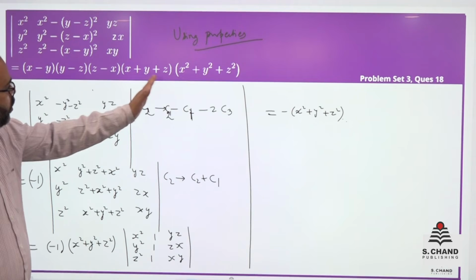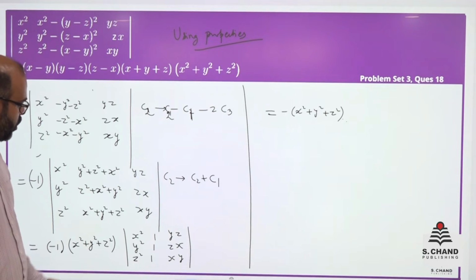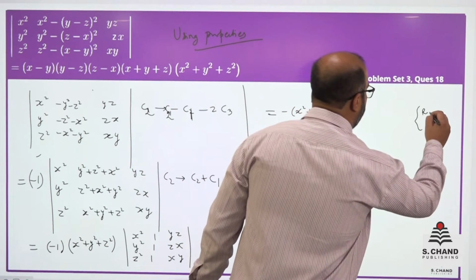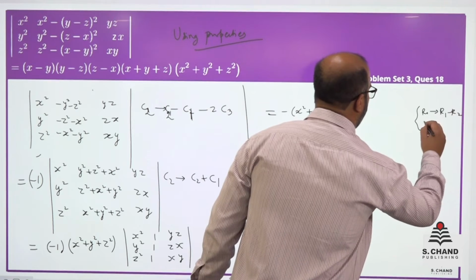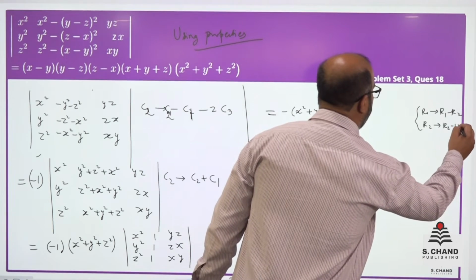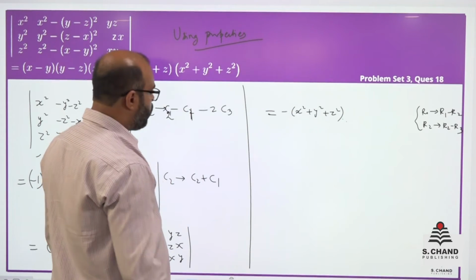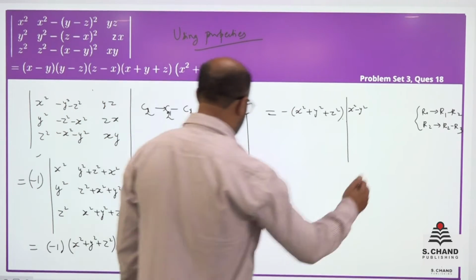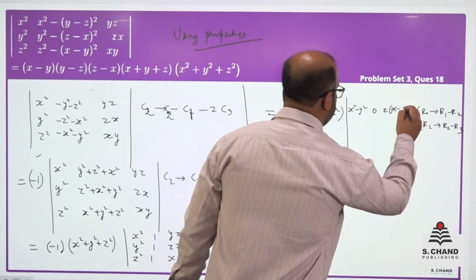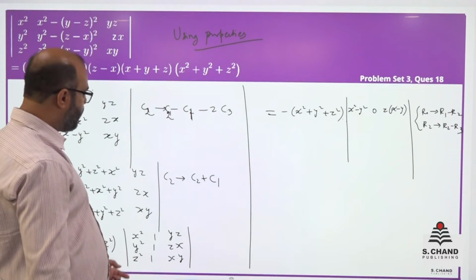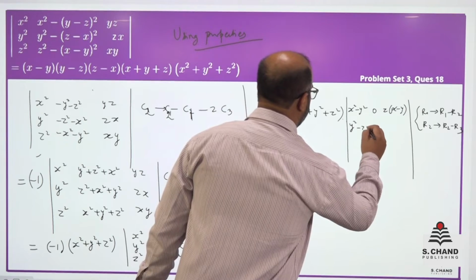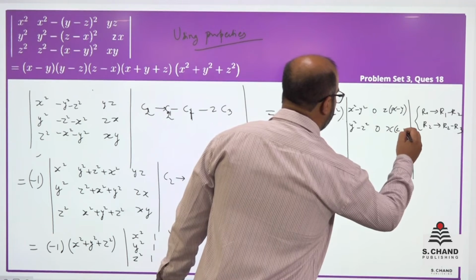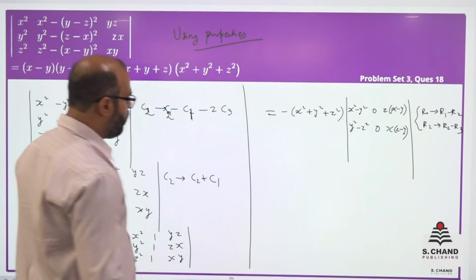So again let us see what is going on in the RHS. Similar to that we should have our approach. So let us do row 1 minus row 2 and row 2 minus row 3. So when we do row 1 as row 1 minus row 2 and row 2 as row 2 minus row 3, this will be x square minus y square, 0 and z times x minus y. Then y square minus z square, 0 and x common, z minus y. Lastly z square, 1, xy.